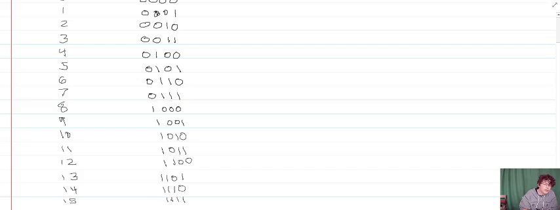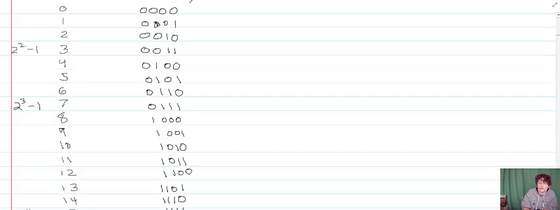So the biggest number you can make with 4 digits is 15, which is 2 to the 4th minus 1. And notice the 7 is 2 to the third minus 1. And 3 is 2 squared minus 1. So the biggest number you can make with n digits would be 2 to the n minus 1.